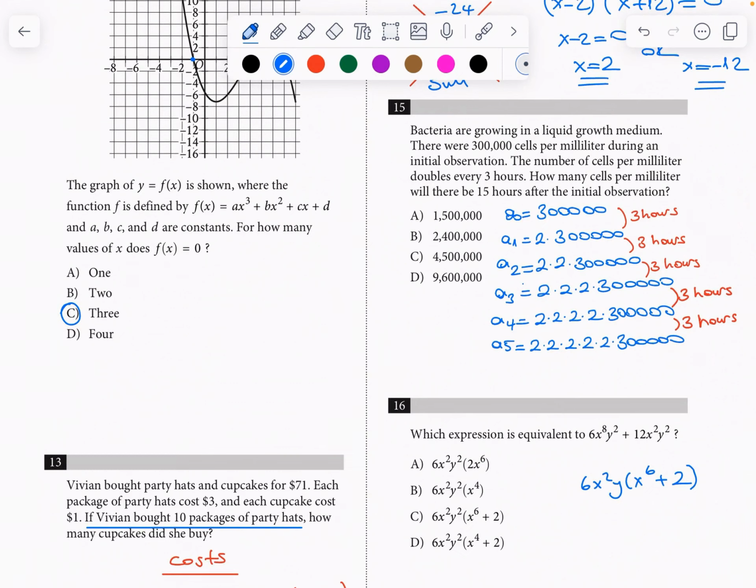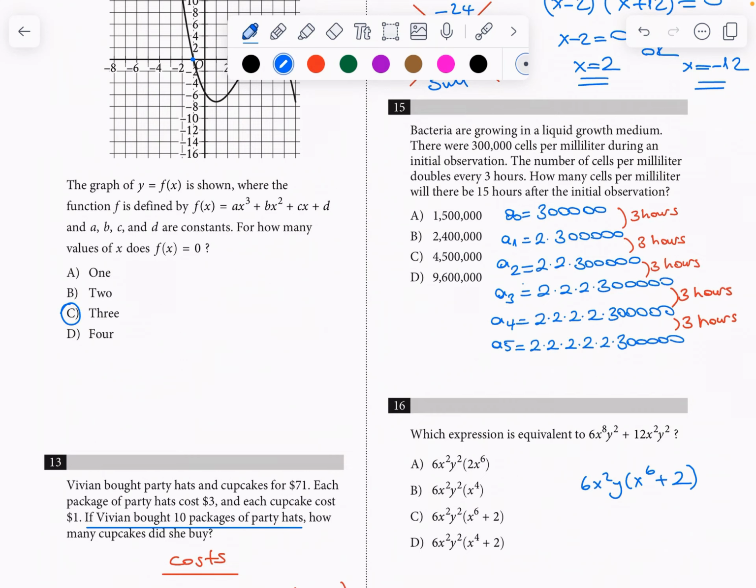For the next question, bacteria are growing in a liquid growth medium. There were 300,000 cells per milliliter during an initial observation. The number of cells per milliliter doubles every 3 hours. How many cells per milliliter will there be 15 hours after the initial observation?